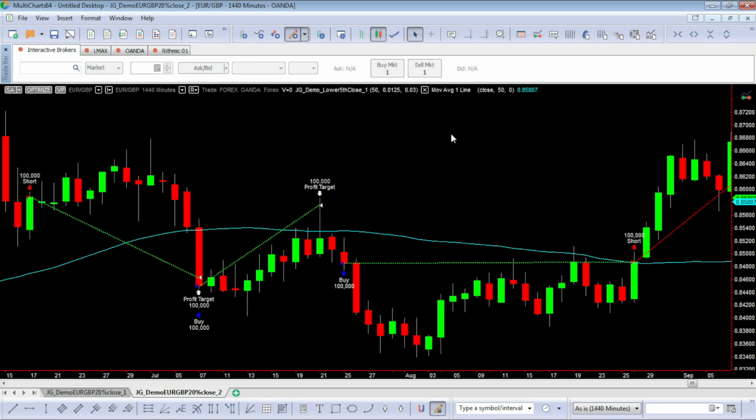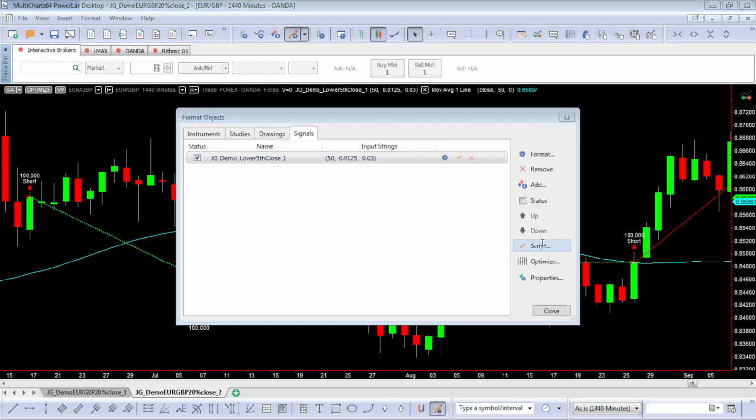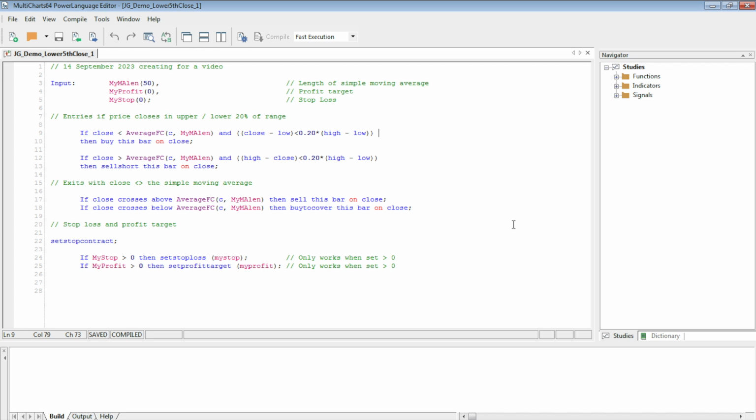Now, let's go and have a look at this code. We can access the code in various ways. I'm just going to format signals and go script, and that's going to open the Power Language editor.